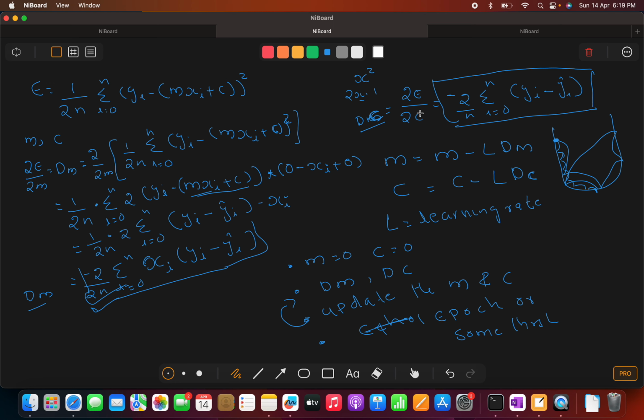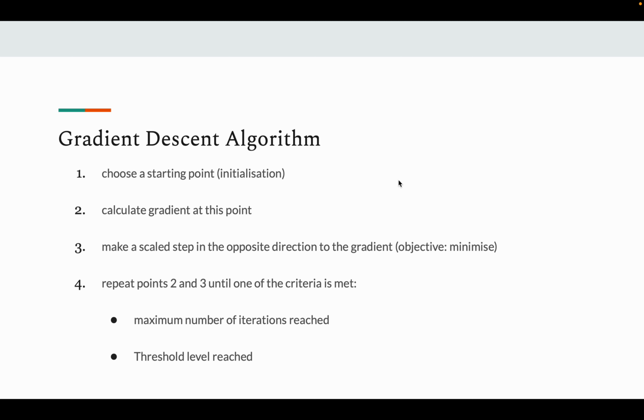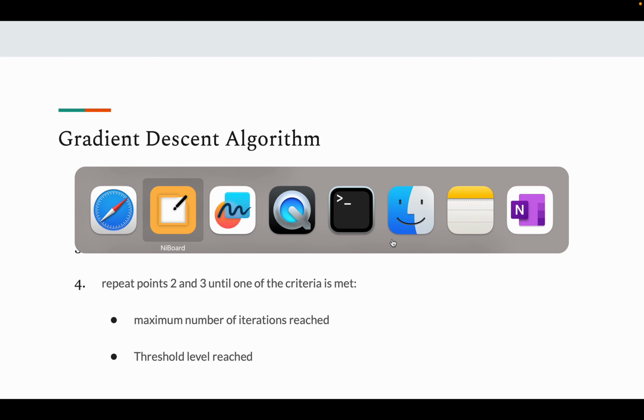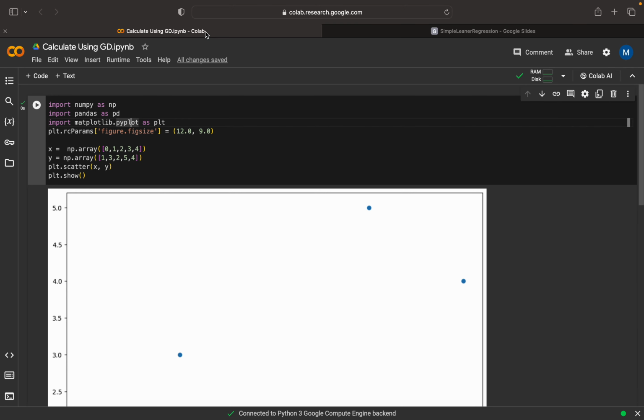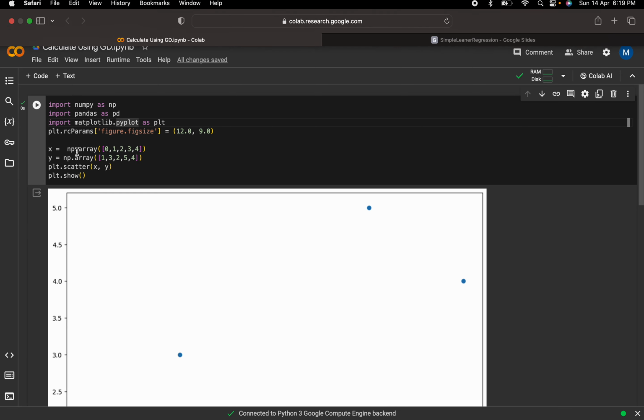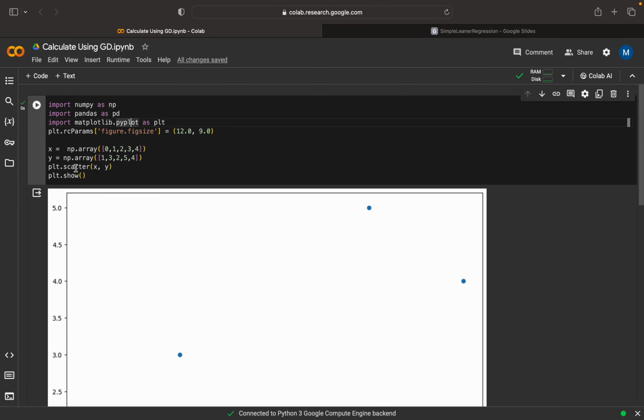Now we can go to our slide. We explained about this, and now we can see how to calculate it with the Python programming language. Here I have already done it, so I will explain this code. Here we have two values, x and y. x has values 0 1 2 3 4, and y has values 1 3 2 5 4.